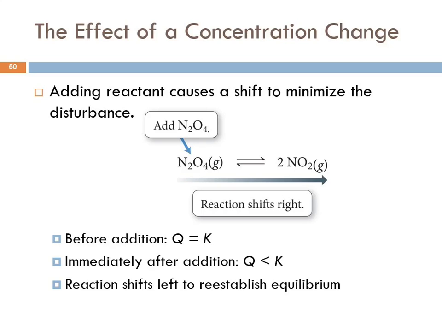If we add reactant, it's going to cause it to shift the other way. So adding this, we want to get rid of some of it. We want to correct the wrong. And so the reaction will shift to the right. You can think of it this way. At equilibrium, Q equals K. After you add reactant, Q becomes less than K. And so the reaction needs to go forward to bring Q back up to K.